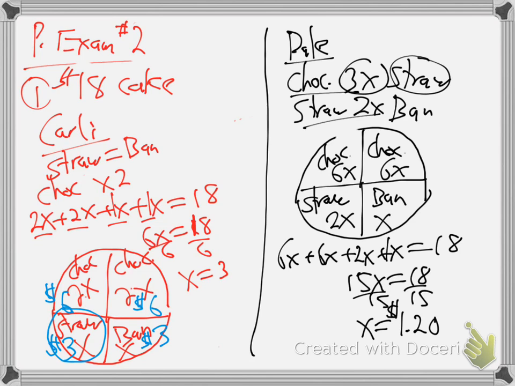So that means go back now and just pop that in. So X right here, this is $1.20 for banana. Double that for strawberry. It'd be $2.40 for strawberry. And then 6 times that for each of the chocolates, which is $7.20, right? I believe. Use your calculator. Yes. And I'm like the human calculator, right?